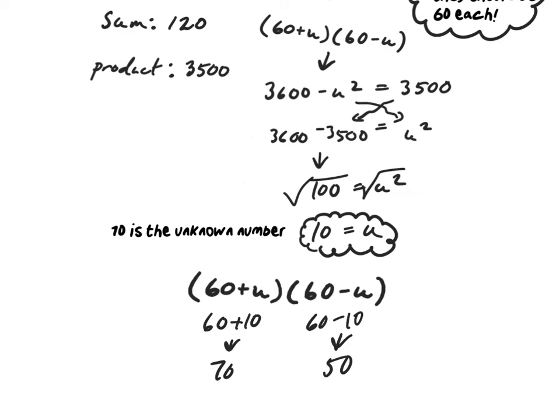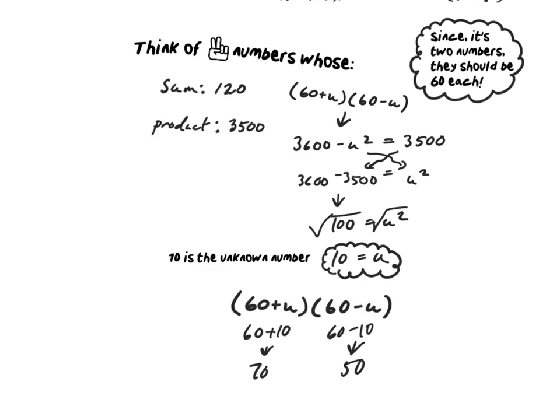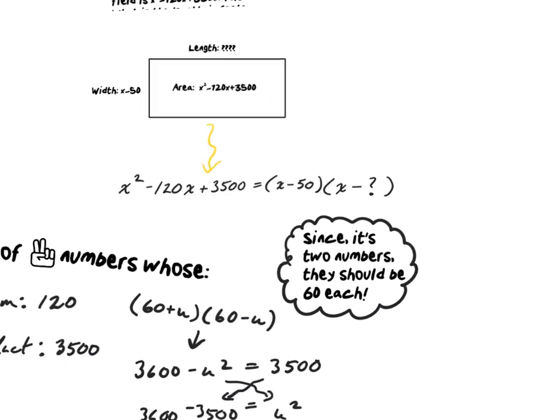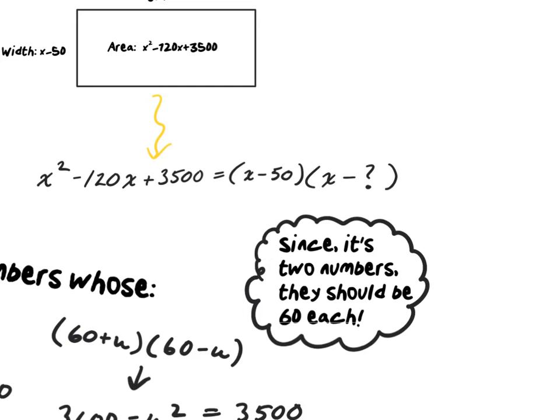These are the numbers that I can use to get my factors back down. And remember, I already have my x minus 50, so all I have to do is put in my 70 right there. So let me get rid of my question mark and replace it with a 70. And those are my two factors.